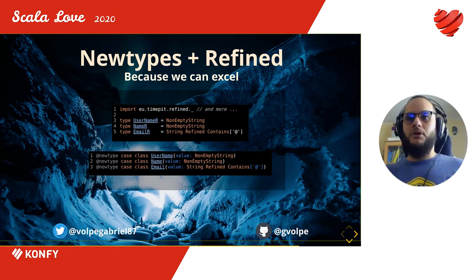And remember, newtypes are just zero cost wrappers. So the runtime representation is very optimized, their value is our refinement type. So there is no performance hit here. And we are still using validation rules using the refined library. So I think this is a very valid use case. And it actually gives us very strongly typed functions.